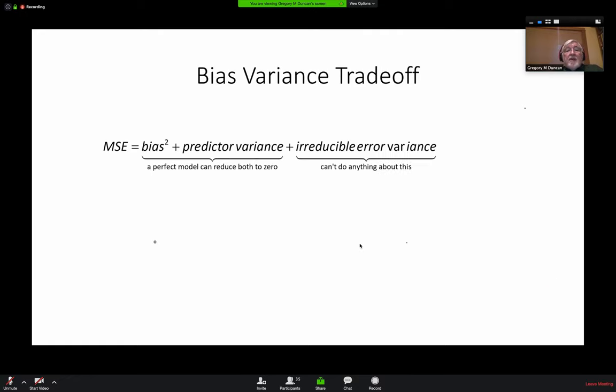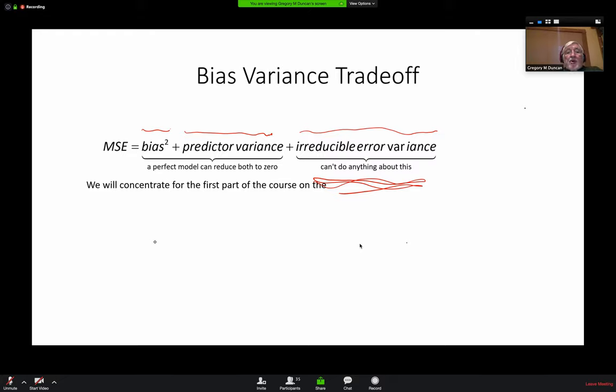So, MSE can be written as bias squared, predictor variance, plus the irreducible error variance. Bias squared and predictor variance can be driven to zero with a good enough model. You get rid of the bias, you get rid of the predictor variance. You can't get rid of the error variance. You're going to be stuck with that no matter what.